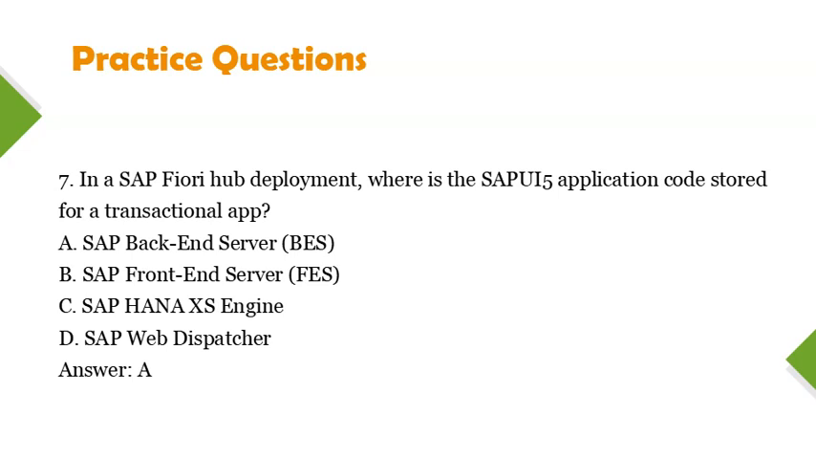7. In a SAP Fiori hub deployment, where is the SAP UI5 application code stored for a transactional app? A. SAP Backend Server, BES. B. SAP Frontend Server, FES. C. SAP HANA XS Engine. D. SAP Web Dispatcher. Answer: A.